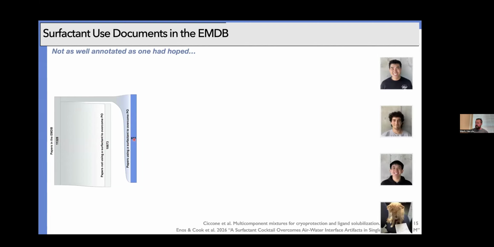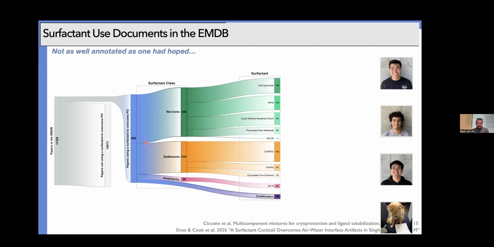And so this work was a tour de force from three undergrads in my group. What they did is they first manually went through and took the method sections and curated these by hand. And then we trained an AI to further validate these to make sure that we hadn't missed anything and that we had a double layer of validation.